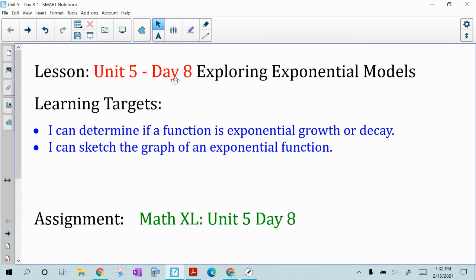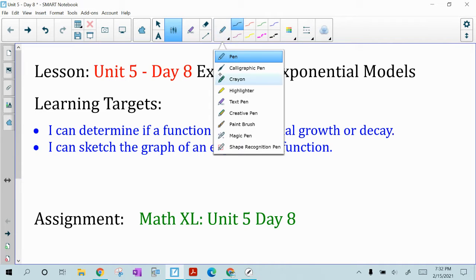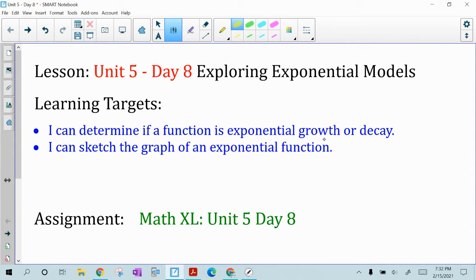Welcome back. Today we're going to start talking about exploring exponential models. And just to emphasize, in terms of things that we're looking for to begin with, we're going to classify it into two groups, exponential growth and exponential decay. You're going to hear those terms used over and over again. And eventually you're going to get to the point where you're able to sketch the graph of an exponential function.